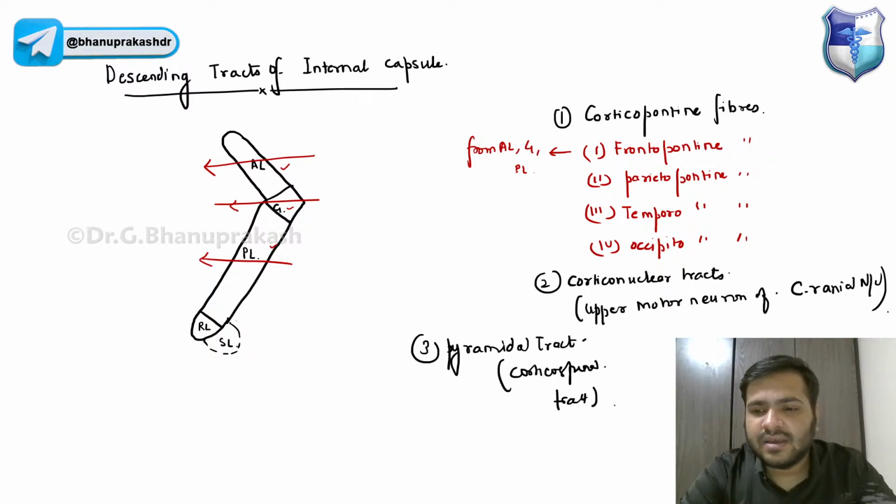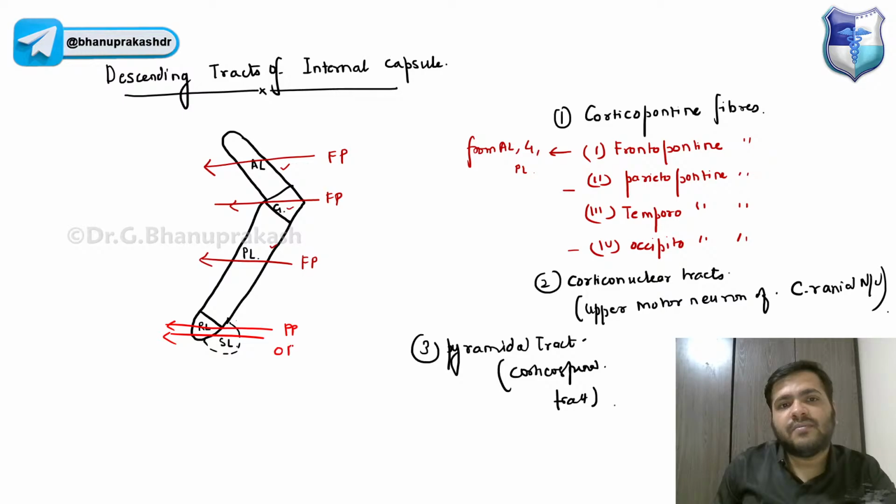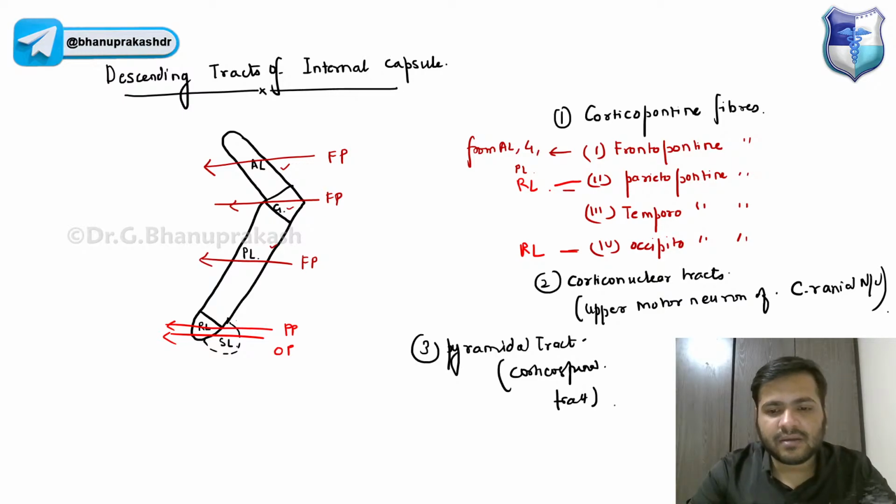It passes through all three, right? Parietopontine and occipitopontine fibers pass from the retrolentiform part. So these are frontopontine. But the ones passing from the retrolentiform part, remember guys, are parietopontine and occipitopontine. They are passing from the retrolentiform part, right?